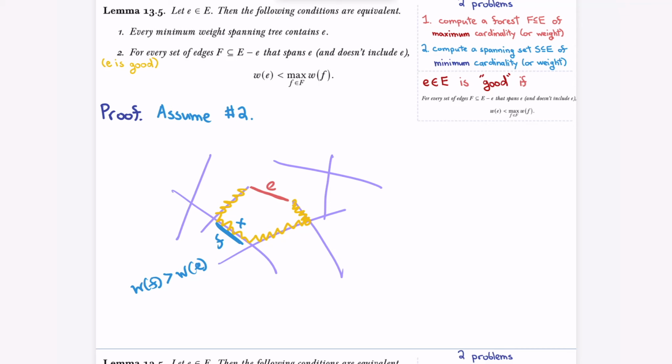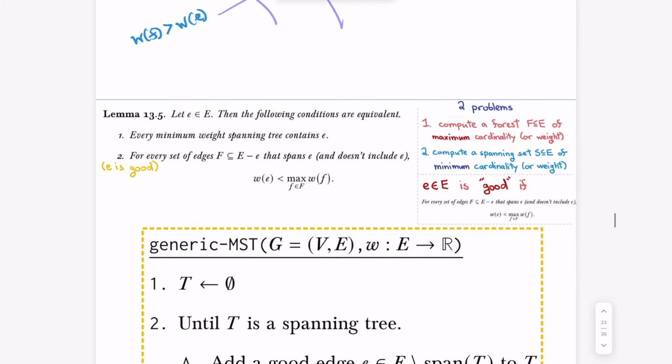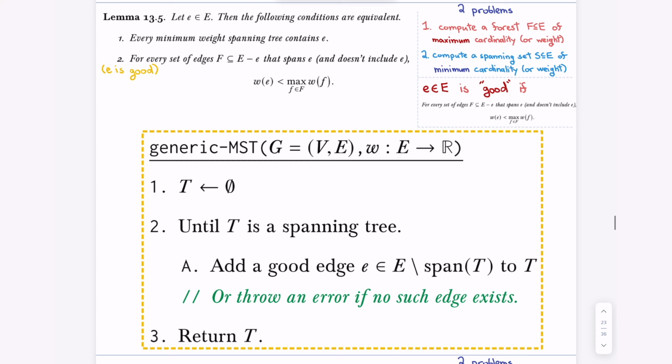Okay. So that's it. So if E is good, then if I compare it to any tree, then we're going to get some path in the tree connecting its endpoints. And we should be able to improve along some edge. Okay, good. So that establishes some kind of generic algorithm, where I start with an empty spanning tree, and I just repeatedly keep trying to add good edges.